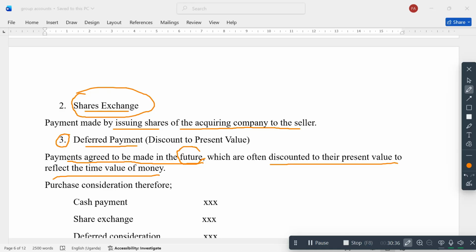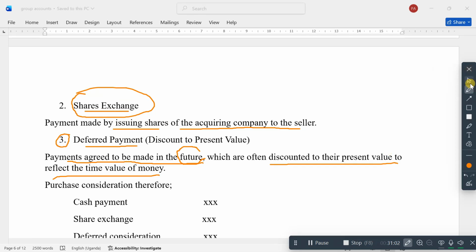Where you find such, don't just add the future payment to the cash or the share exchange. You need to discount to the present value to reflect the time value of money. You must know that the value of a dollar today is not the value of a dollar tomorrow. If someone is promising to pay you after 2 years and you are calculating today the value of that amount, it's better you discount, bringing future value to present value. That helps us determine the purchase consideration.